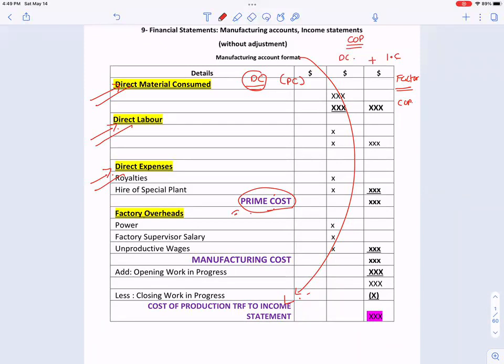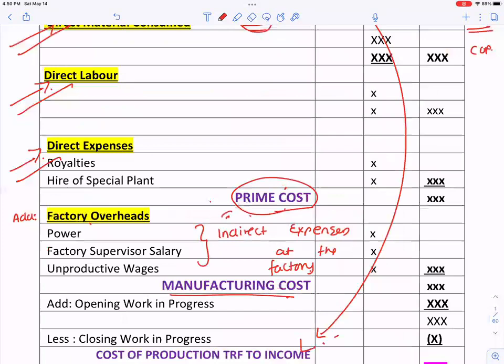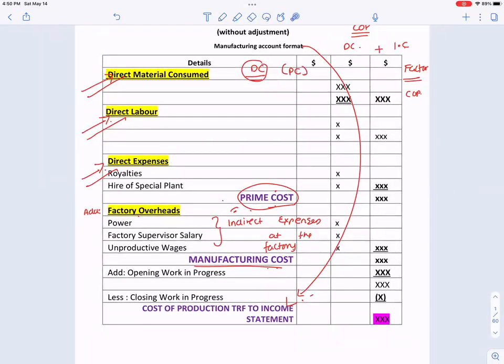Prime cost and factory overheads would give you manufacturing cost. Factory overheads are all the indirect expenses at the factory. What is factory overheads? Indirect expenses at the factory only. Manufacturing cost, add the opening work in progress, less the closing work in progress would give you the cost of production.